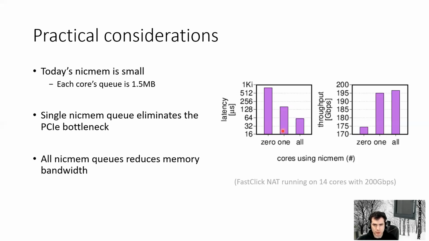Then we measure the performance when we use Nicmem for all queues. And here we see that it improves the memory bandwidth, and this improves latency further and also improves throughput.